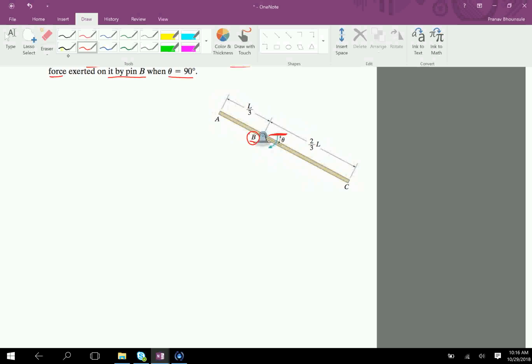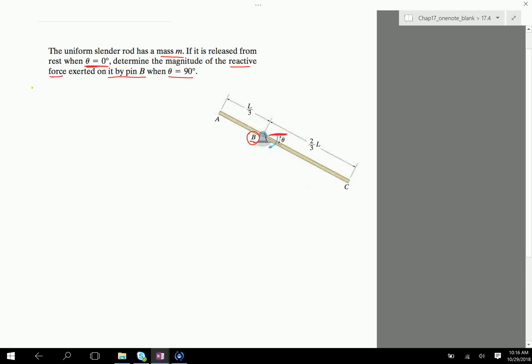So first step, we'll draw the free body diagram. When drawing the free body diagram, even though you're asked to find reactive forces at 90 degrees, I highly recommend that you draw a free body diagram at a generic angle theta. Don't assume it to be 0 or 90 degrees. So let's draw it for a generic angle like so. B is this point. G is somewhere midway, right? It's exactly midway because it's a uniform rod.